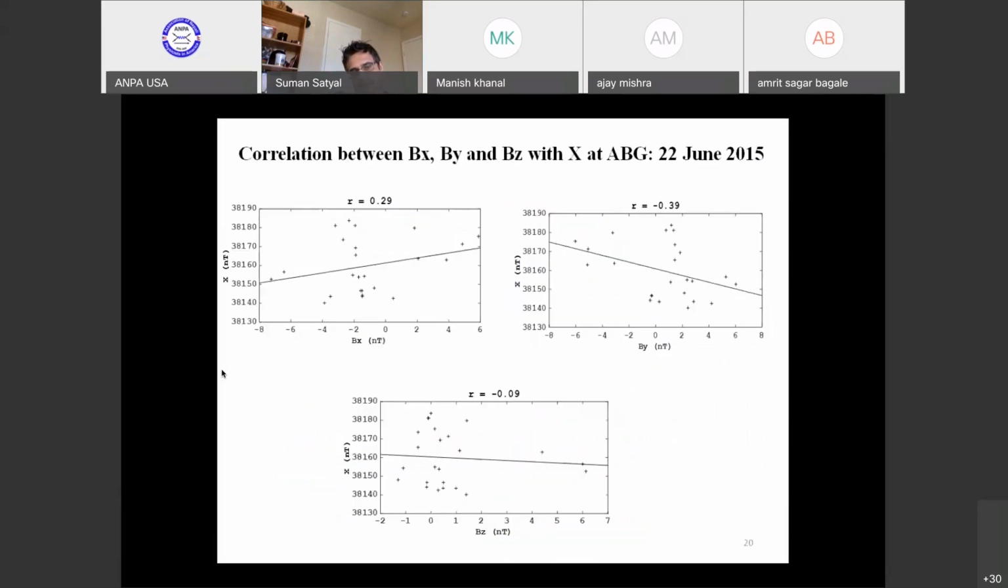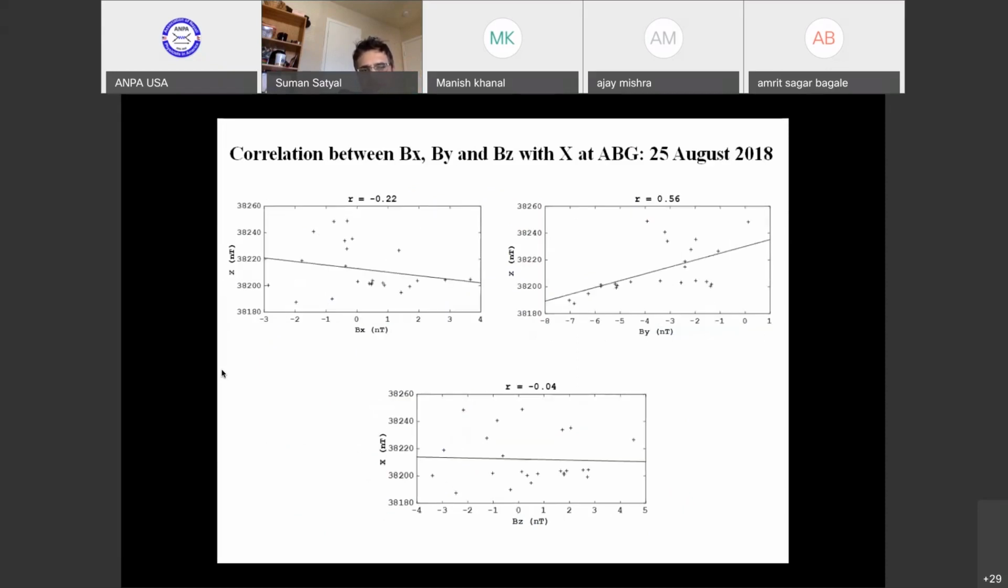Now we have studied the correlation between the BH, BY, and BZ components with the X component of geomagnetic stations located at different places across the globe. This shows the correlation between the XYZ components with the X component at Alibag station due to the storm of 22nd June. Now this shows the variation in the correlation chain and correlation scatter plot with the Alibag station due to the storm of 25th August 2018.